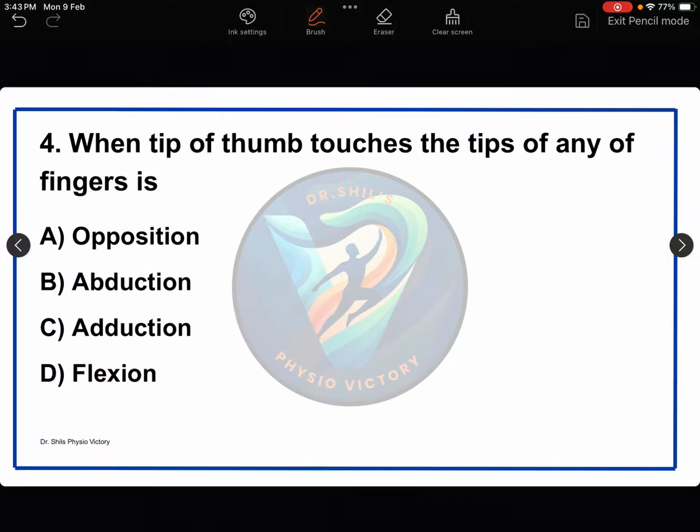Next come to question number 4. When tip of thumb touches the tips of any of the fingers is option A opposition, option B abduction, option C adduction and option D flexion. Here the correct answer is option A opposition or opponens. Movement where thumb touches fingertips.